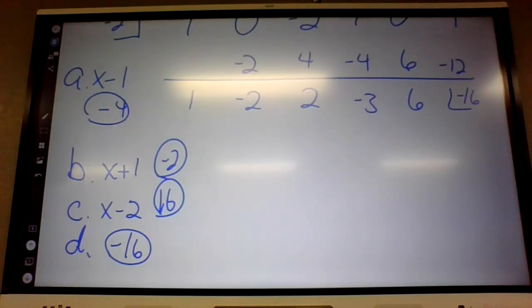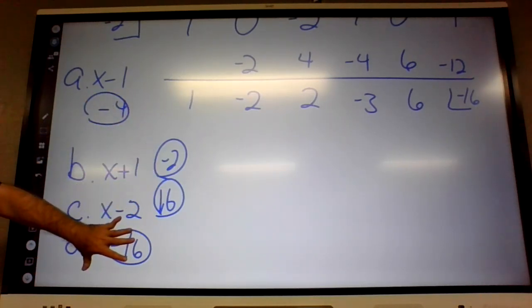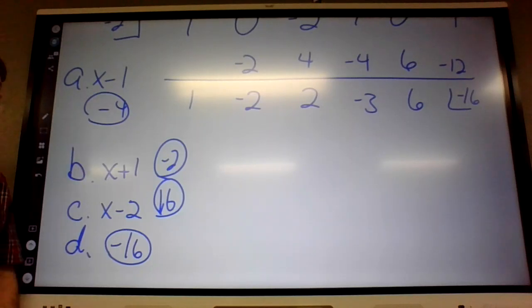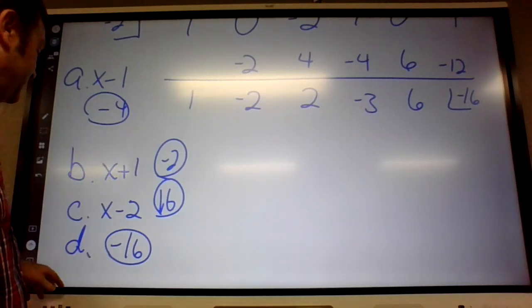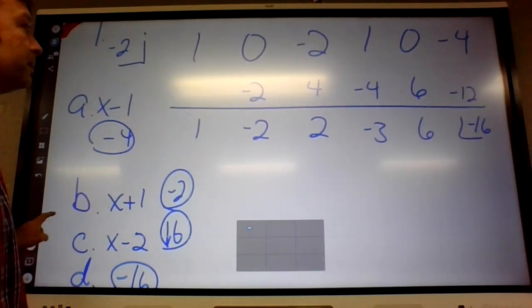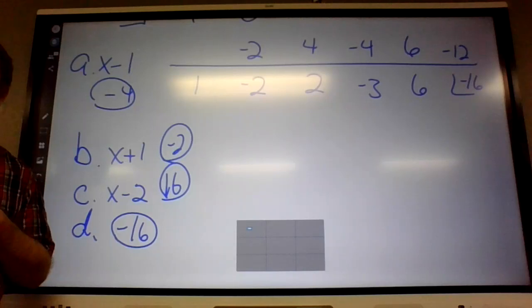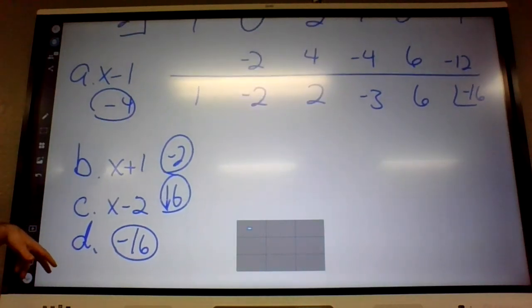Okay, if the remainder came out as zero, what would that mean? It's an even whole number. It's a perfect factor, like it's perfectly divisible by x plus one or whatever it was. Now, none of these remainders came out zero. So none of these would have factored. Okay, any questions, though?